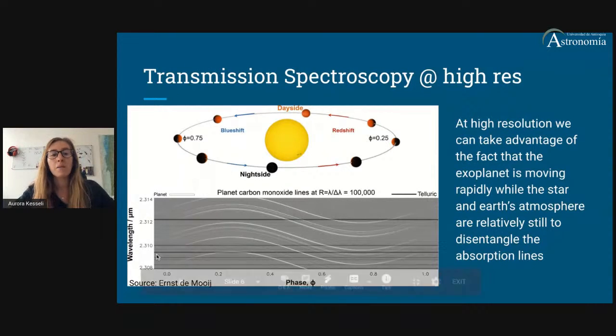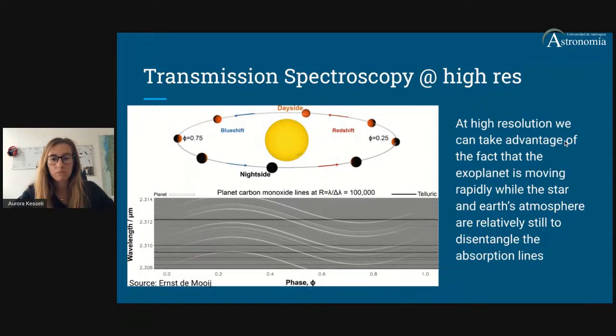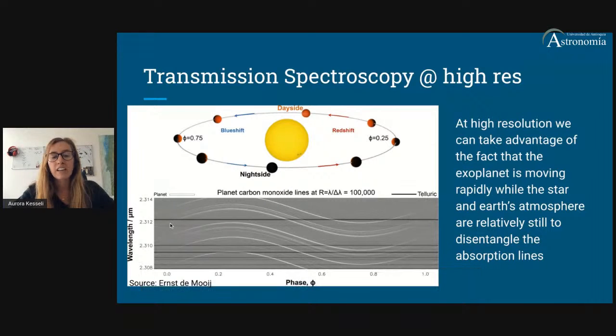Okay, and so what you do is you take spectra in time. So you take many different spectra over time. So here on the x-axis, we have time or phase, and here on the y-axis, we have the wavelength. And this is very exaggerated, so you really wouldn't see a signal this strong. But you can take advantage of the fact that the exoplanet is moving way faster than the star is moving.